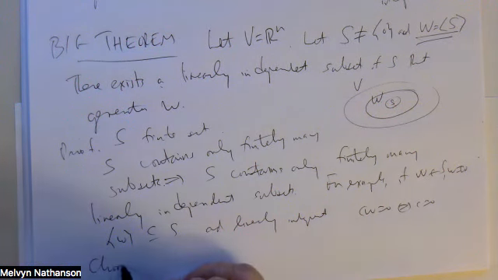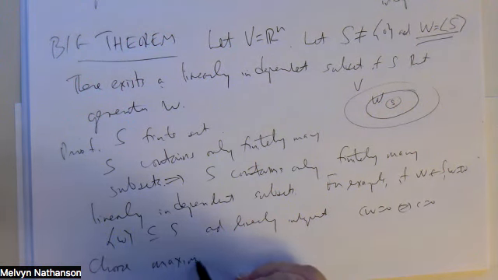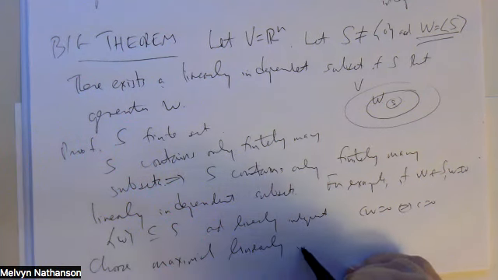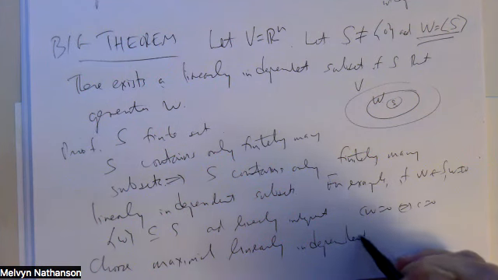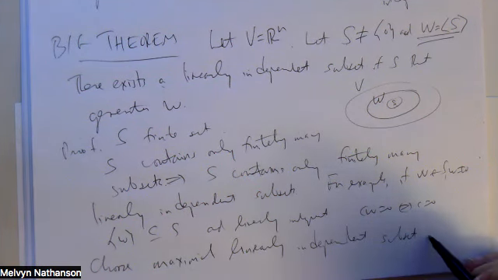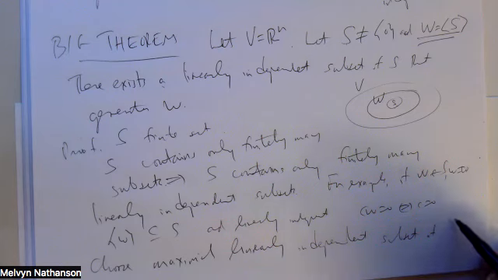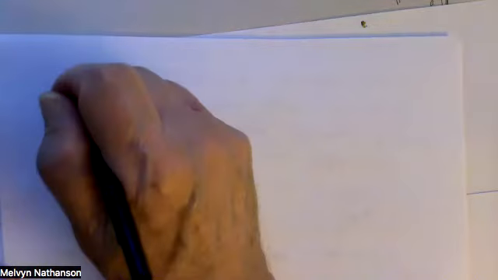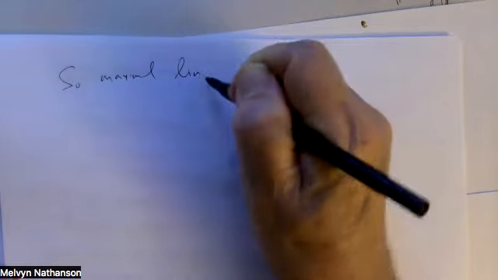So choose a maximal linearly independent subset of S. Call it S naught. So S naught is this maximal linearly independent subset in S. So what does that mean?